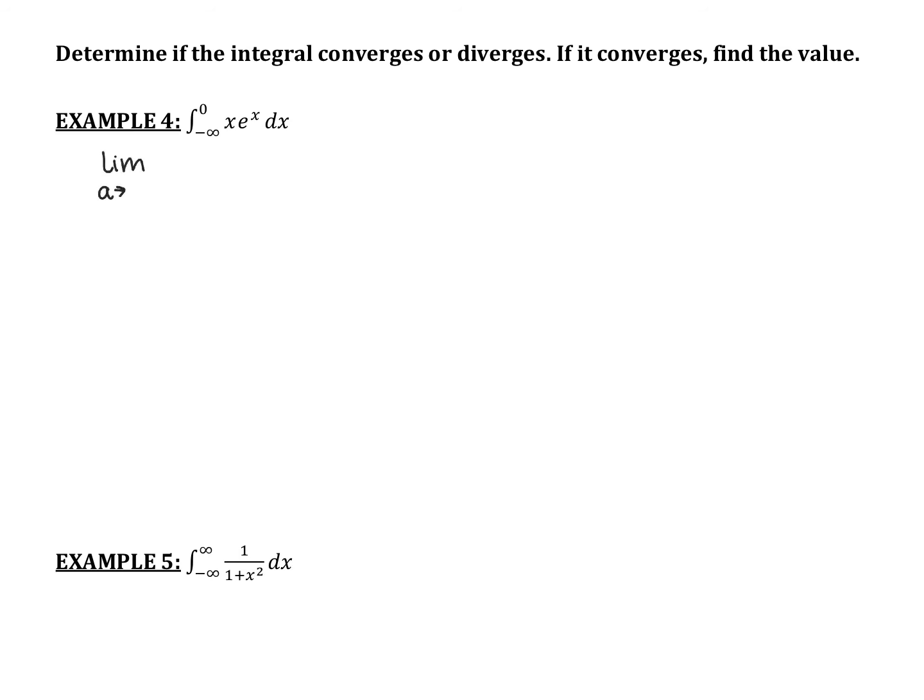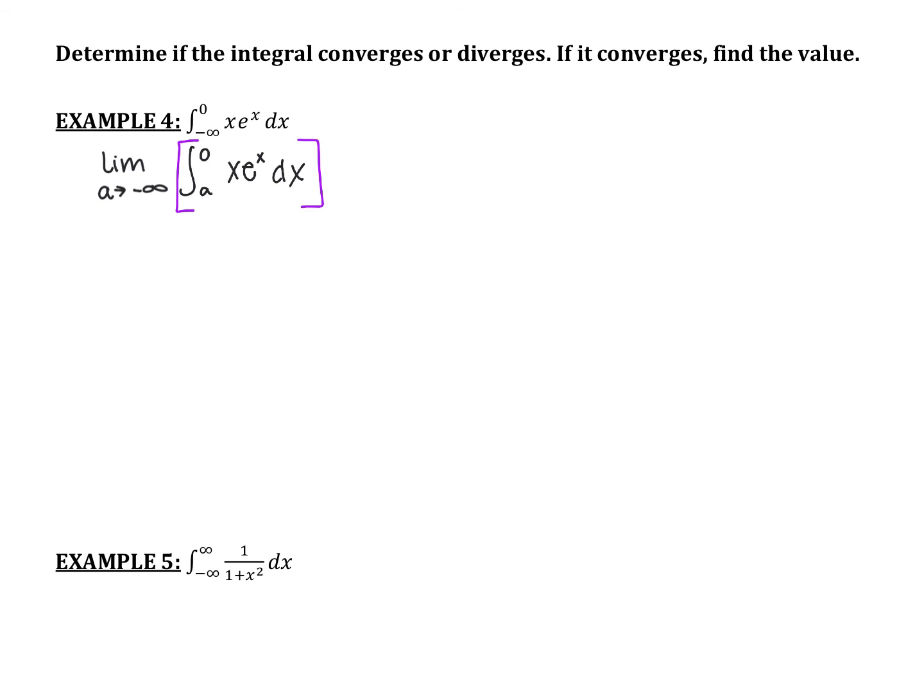So I'm going to say the limit as a approaches negative infinity of a is my lower bound, 0 is my upper bound, x e to the x dx. So this is 2 problems. First thing I'm going to deal with is the integral. So I'm going to deal with this integral right here. Now, I'm going to give you one hint that's a little bit weird about this particular problem, and that is that a approaches negative infinity.